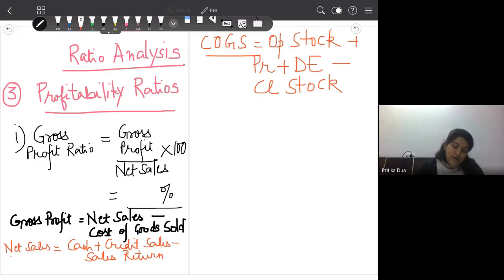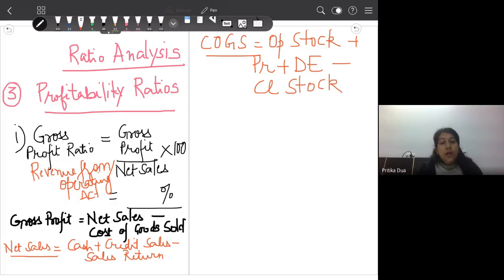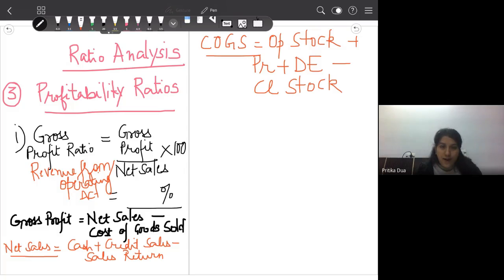Net sales is also known as revenue from operations. So even if this term is given in the question, don't get confused. It means revenue from operating activities, so it means we are given the value of net sales. If this is clear, should we move to the questions then? If there's any doubt, all these values are being derived from your trading account.